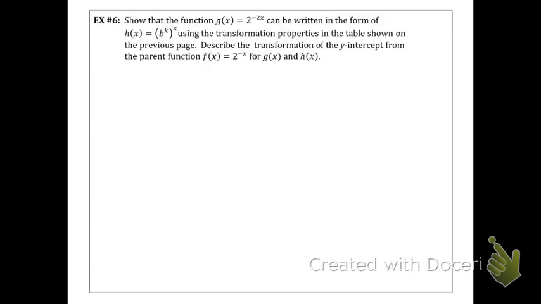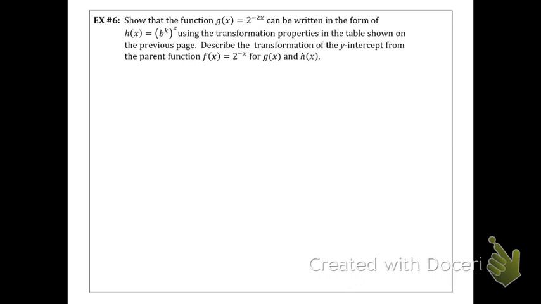All right, example 6 says show that the function g of x equals 2 raised to the negative 2x can be written in the form of h of x equals a times b to the x using the transformation properties in the table shown on the previous page, so last lesson. It says describe the transformation of the y-intercept from the parent function f of x equals 2 to the negative x for g of x and h of x.